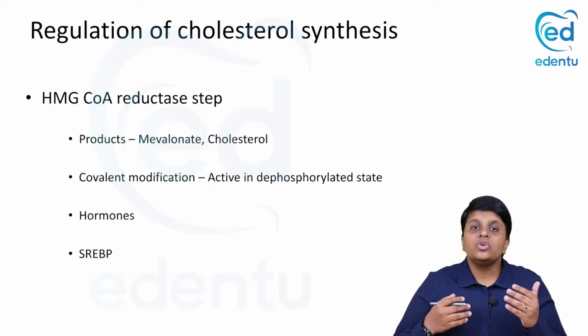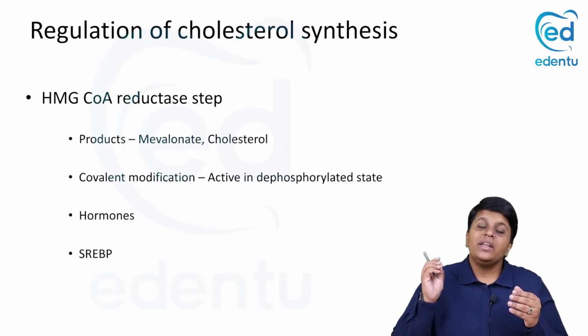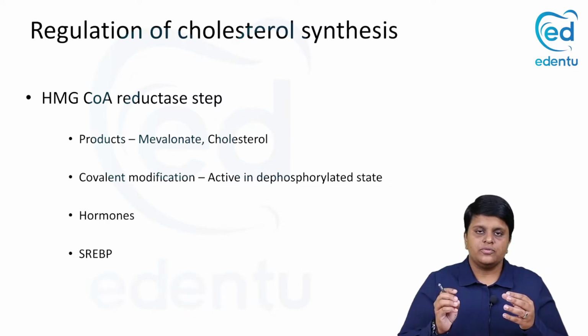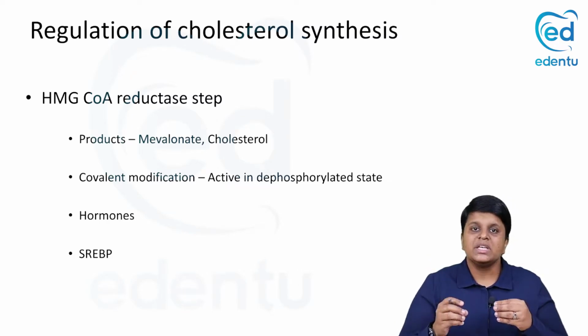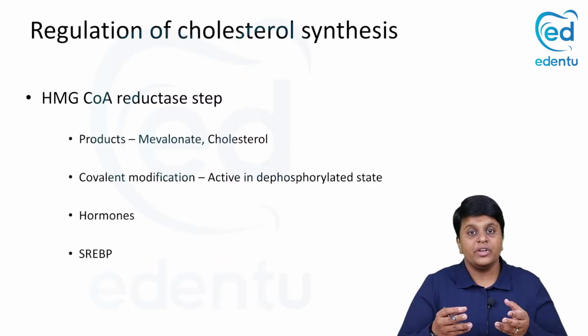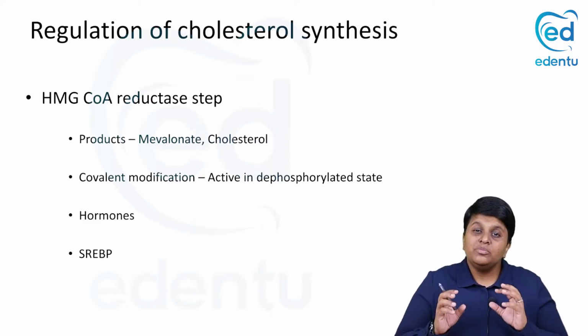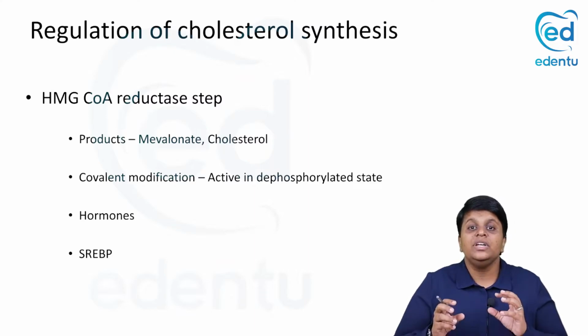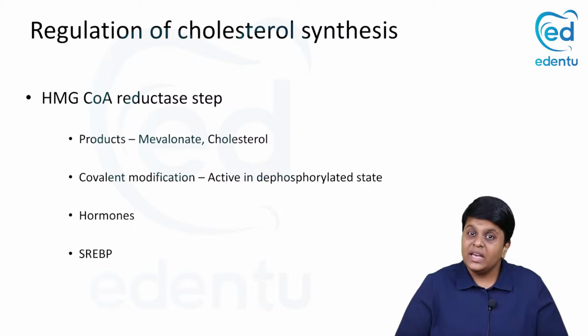The next one is covalent modification. Attachment of a phosphate group, a phosphoryl group, to a particular enzyme can either activate it or deactivate it, and that is a form of regulation of enzyme activity. Here, HMG-CoA reductase is active in the dephosphorylated state. This is also a very commonly asked MCQ question.